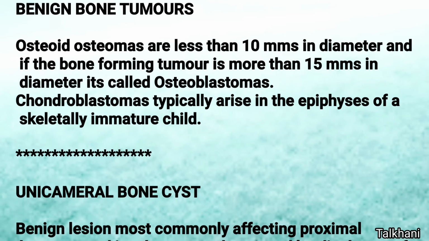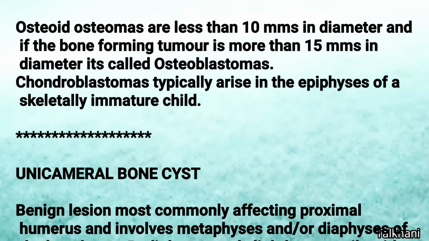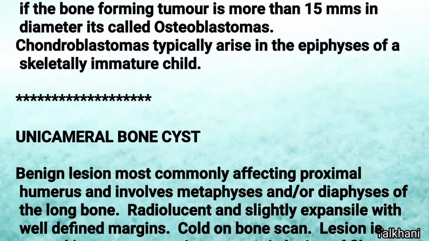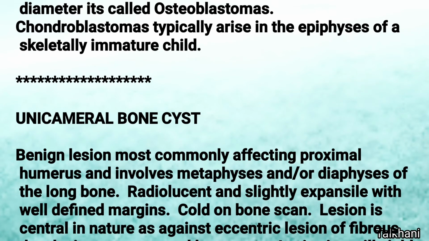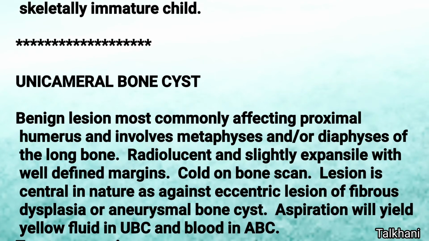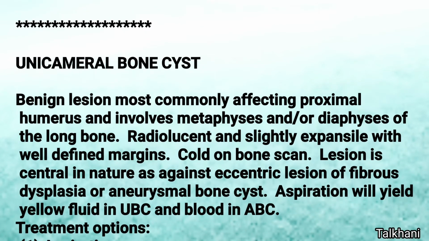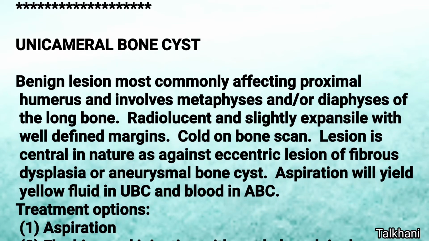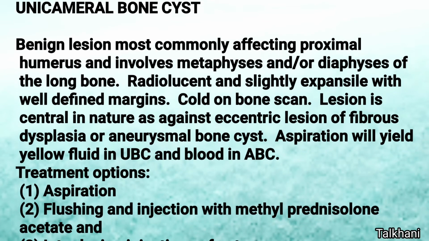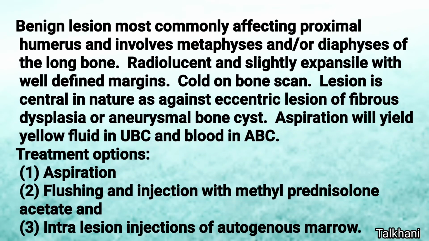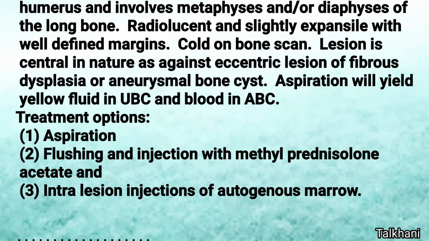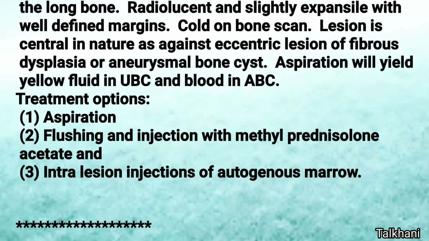Unicameral bone cyst. It's a benign bone lesion, commonly affecting the proximal humerus, involving the metaphysis as well as the diaphysis of the long bones. It's radiolucent, expansile with well-defined margins. Cold on bone scan. The lesion is central in nature as against the eccentric lesion of fibrous dysplasia or aneurysmal bone cyst. Aspiration will yield yellow fluid in unicameral bone cyst as against blood in aneurysmal bone cyst. Treatment options: aspiration, flushing and injection with methylprednisolone acetate, or intralesional injection of autogenous marrow.